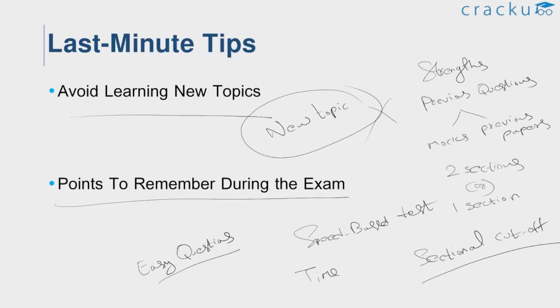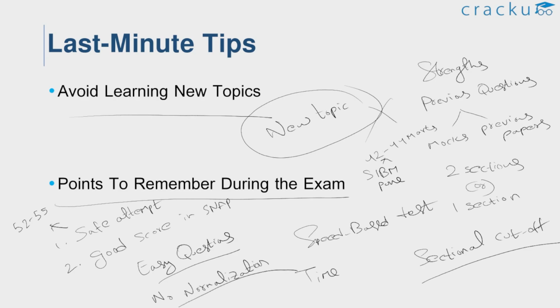And finally, there is a common question from students about what would be the safe attempt and good score in SNAP. So it would be safe if you could attempt around 52 to 55 questions. If you are aiming at SIBM Pune, it is advised to target about 42 to 44 marks. Also remember that you are given the option to take the exam twice and that there is no normalization process. No matter how difficult or easy, whatever score you get is final.